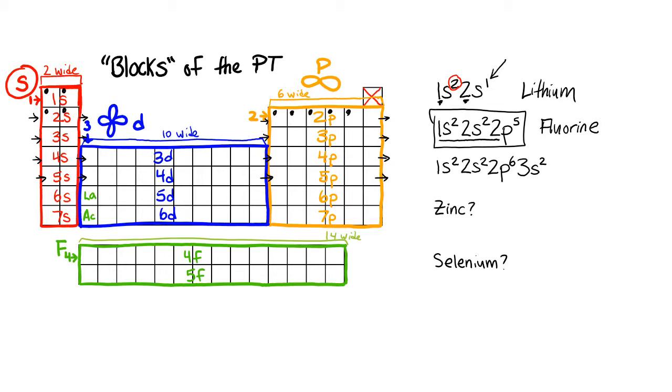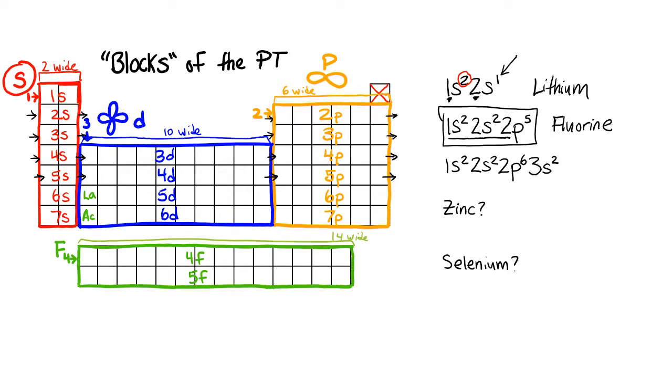Right next to fluorine, we have neon. Could you guess or figure out what the electron configuration would be for a neutral neon? Pause the video and think about it. If you said 1s2, 2s2, 2p6 for neon, then you would be correct, because neon is the 6th element into the 2p row.